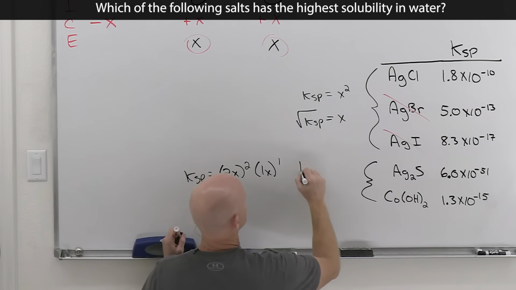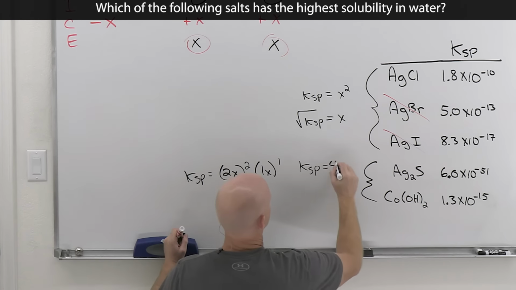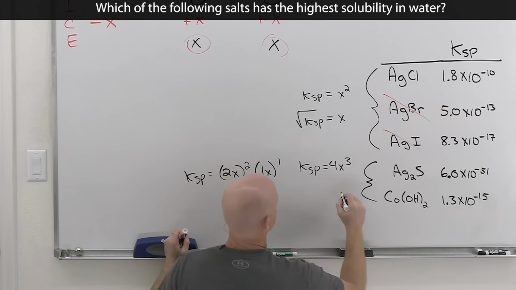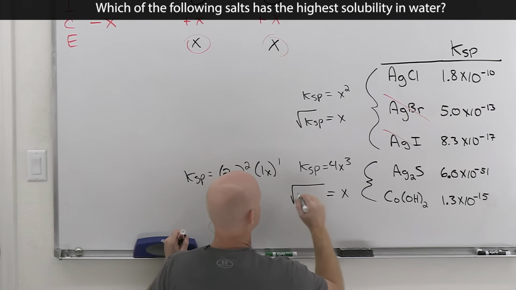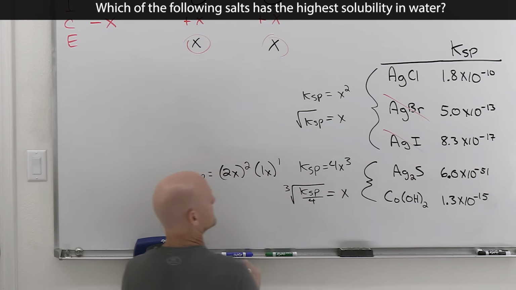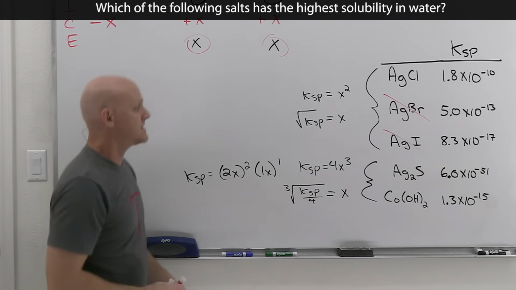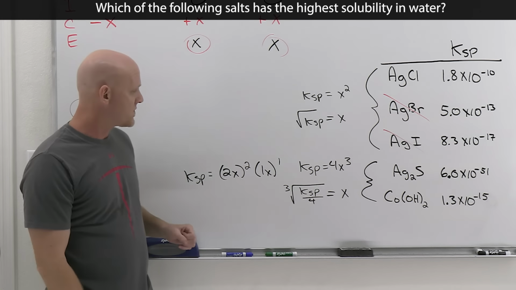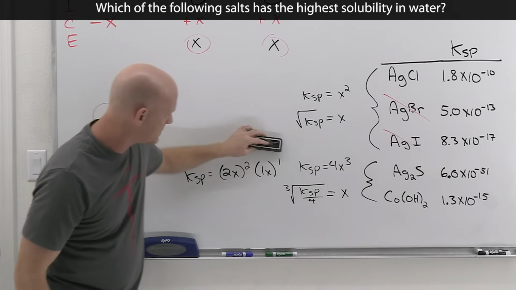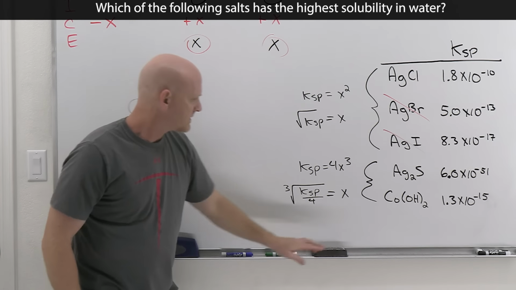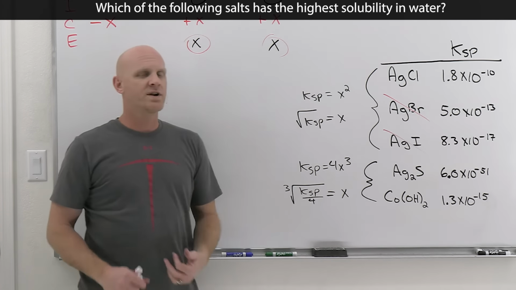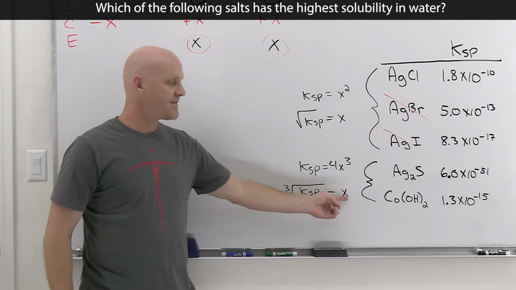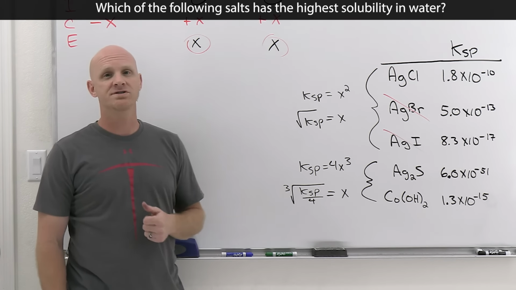But the key here is then Ksp is going to equal 4x cubed, which means x is going to equal the cube root of Ksp over 4. And so in comparing these two, since they're both going to follow this same exact formula right here, let's get this out of the way for clarity's sake. So then, between these two, whichever one has a higher Ksp is going to have a higher value for x, a higher molar solubility.